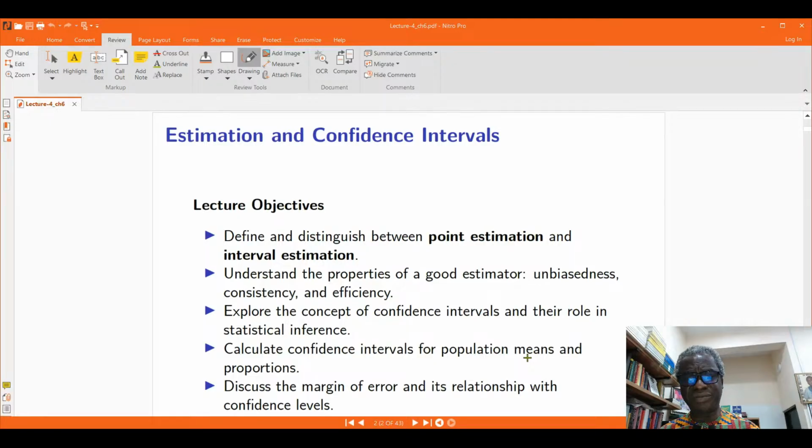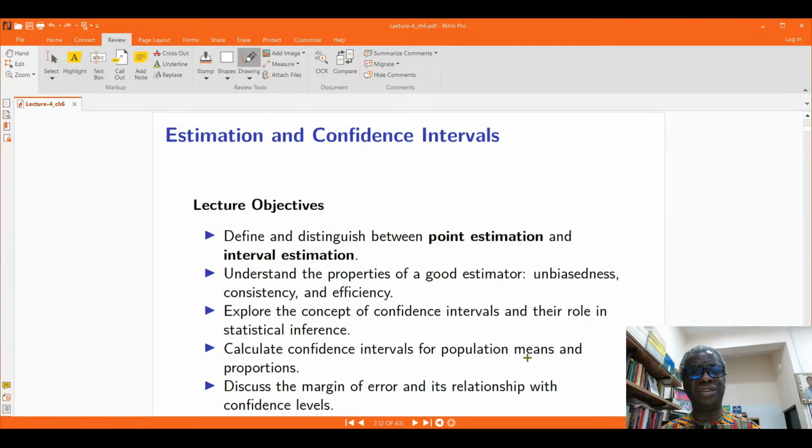So in this lecture, we are going to explore two ways of estimation. We can have point and interval estimation. We will discuss what those concepts mean. We will also look at how confidence intervals allow us to express the precision and reliability of our estimates.